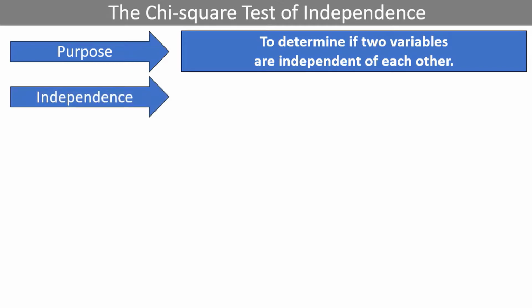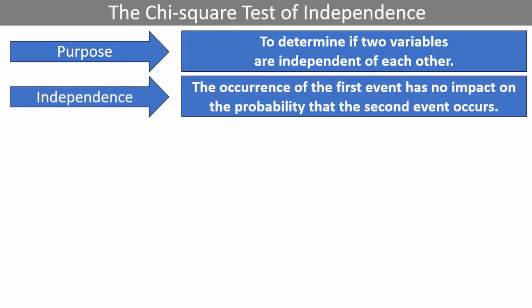The purpose of the chi-square test of independence is to determine if two variables are independent of each other. By independent, I mean that the occurrence of the first event has no impact on the probability that the second event occurs, and vice versa.